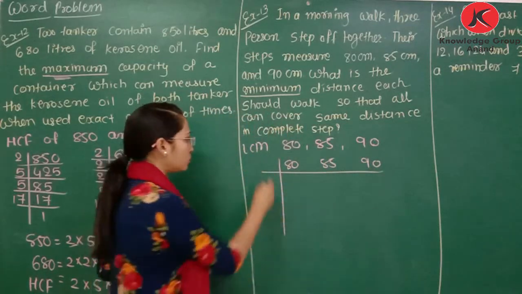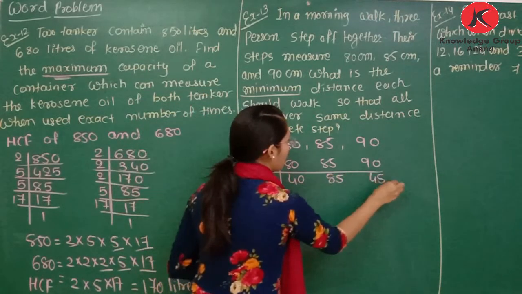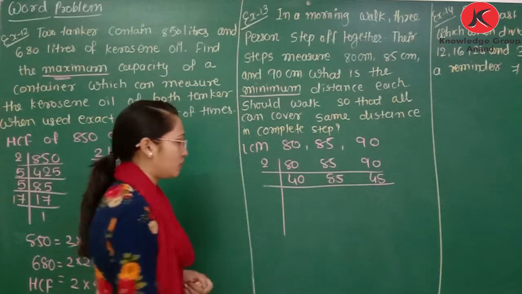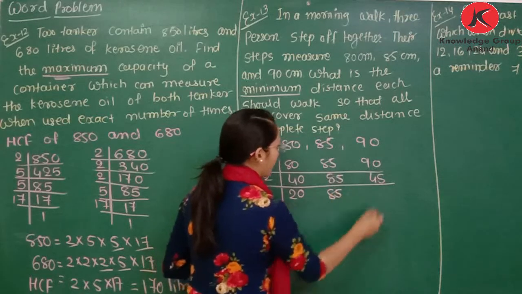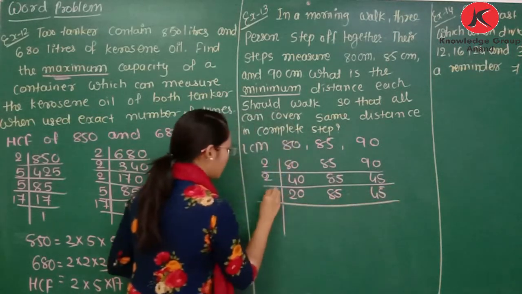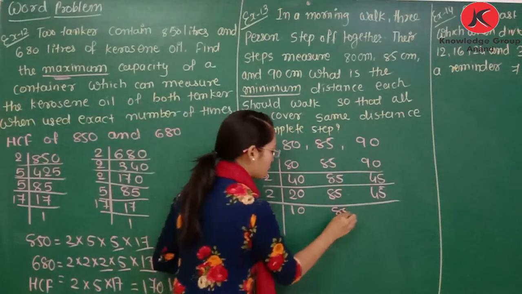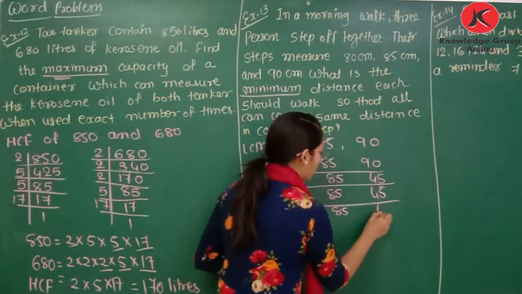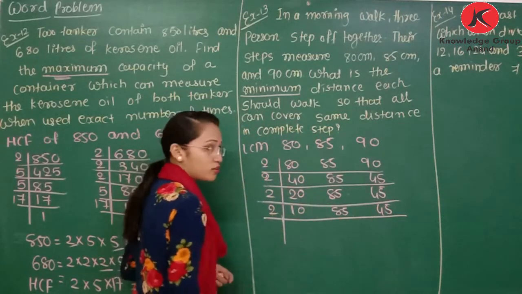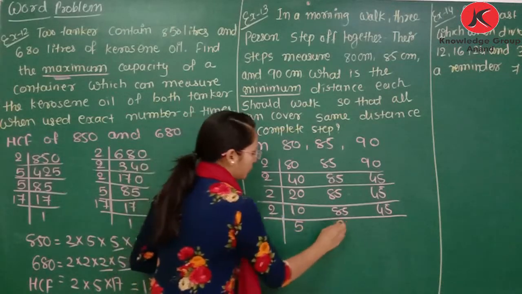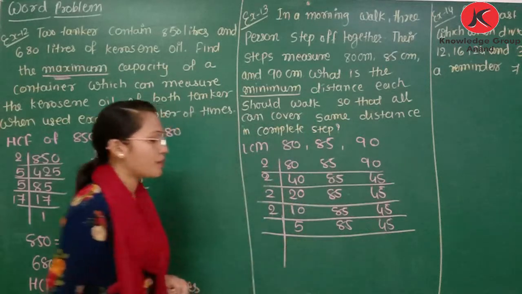Now 2 40s are 80, 85 is not divisible by 2, 45 2s are 90. 2 20s are 40, 85, 45 as it is. 2 10s are 20, because 20 is divisible by 2, 85 is not divisible by 2, and 45 as it is because it is also not divisible by 2. 10 is again divisible by 2, so we start with 2. 5, 85, 45 as it is. Now, none of these numbers is divisible by 2.